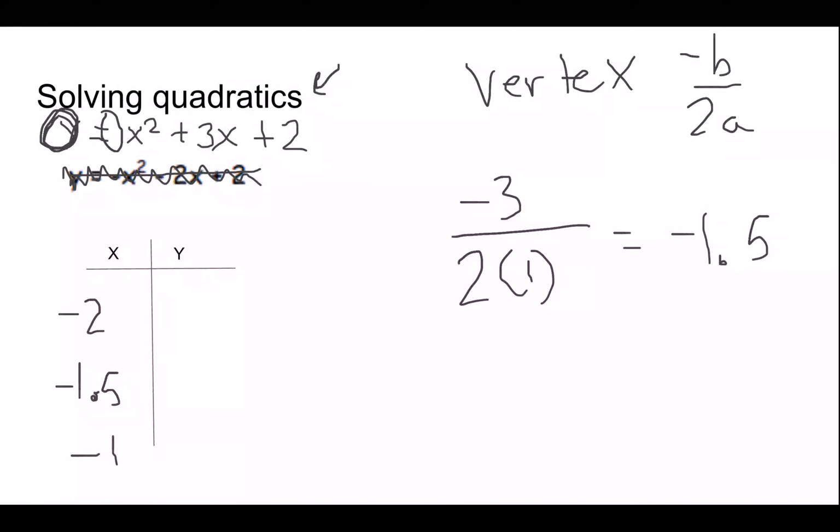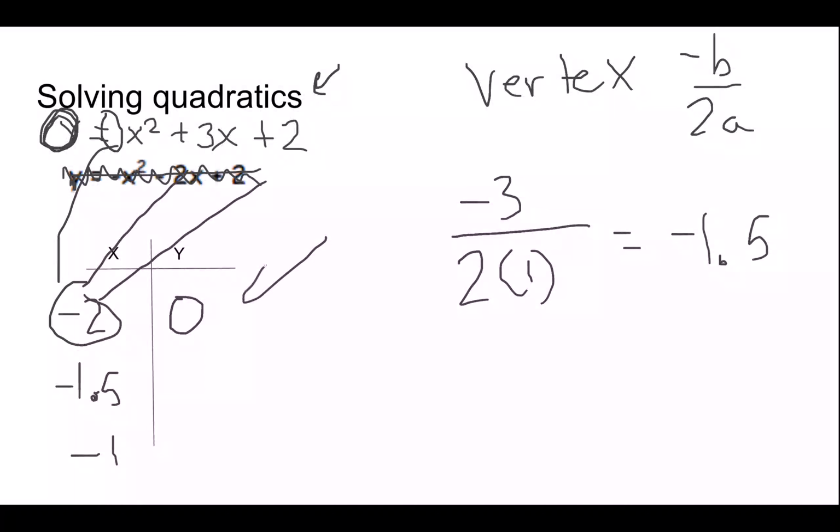If I plug those numbers in, first we'll plug in negative 2 and see what we get. When you take negative 2 and plug it in for all of these x's, you get 0, which is good because we found when the y value is 0. If you plug in negative 1.5, you get negative 0.25. And if I plug in negative 1, I would just be left with 0 again.